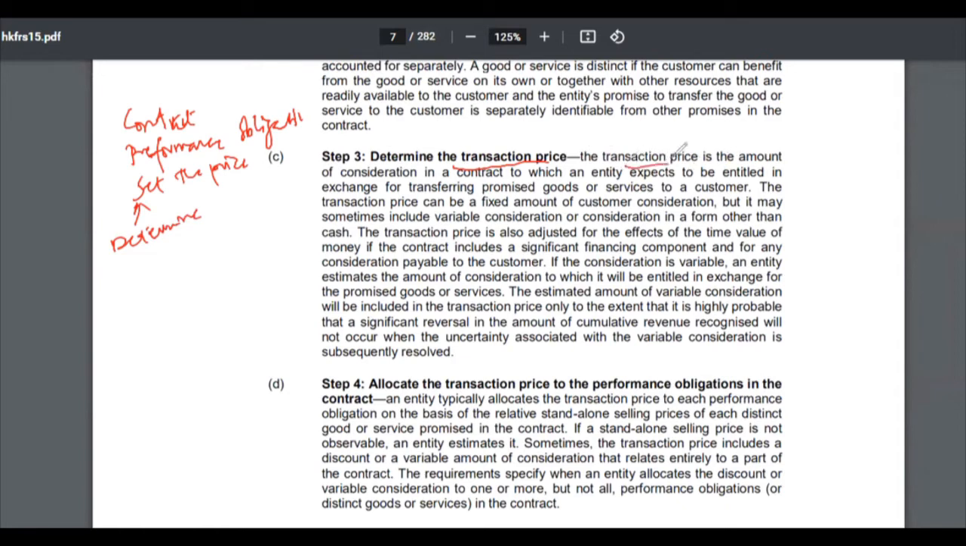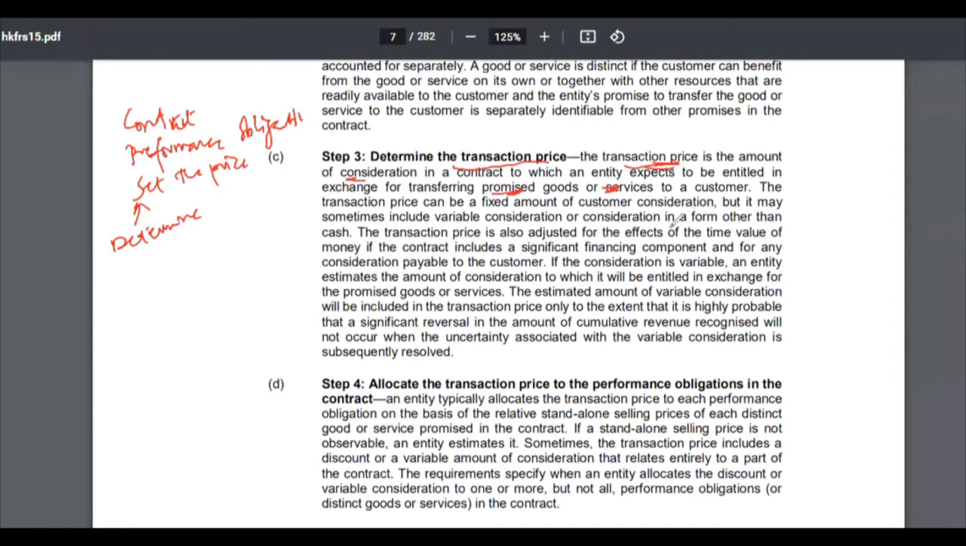What is a transaction price? That's what has been defined here. A transaction price is the amount of consideration in a contract to which an entity expects to be entitled in exchange for transferring promised goods or services, right? So in very simple terms, if I'm providing you a service, then I'm expected to be paid for it, right?